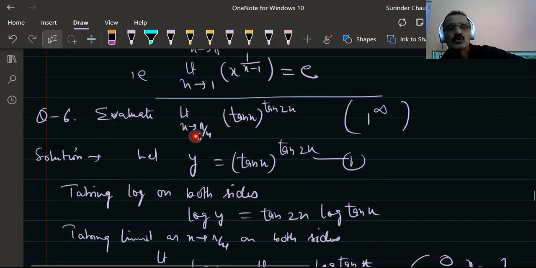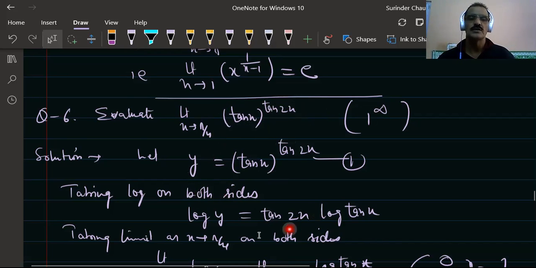Put the value of y here. Where the limit as x approaches pi over 4 of tangent x raised to tangent 2x, and x is equal to pi over 4. Put the value, and check which type of limit indeterminate form this is. Pi over 4 gives 1, and 2x is pi over 2, so it is 1 to the infinity form. Again the same exponent, the independent variable in the exponent. Okay, put y equal to this.